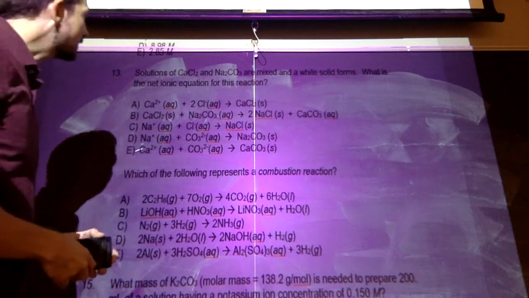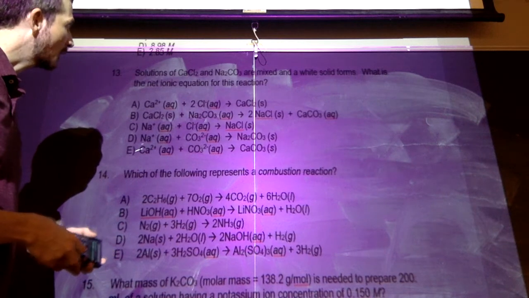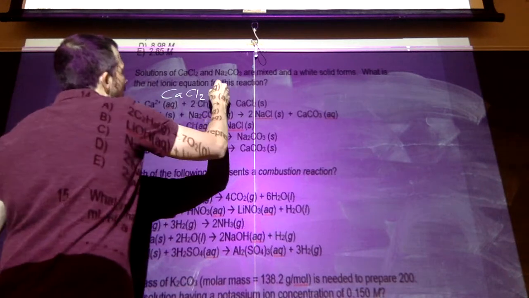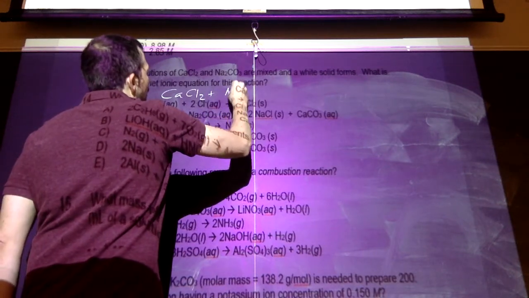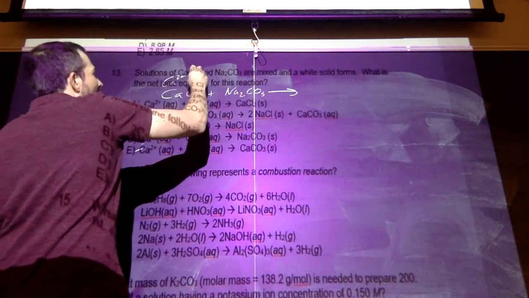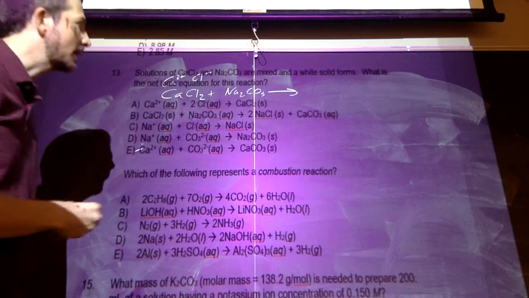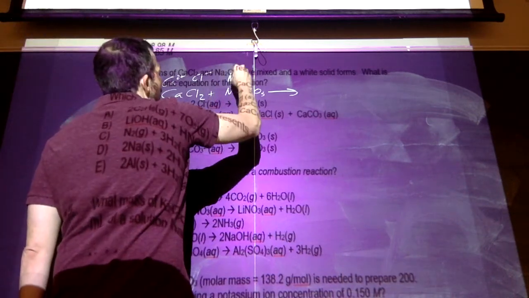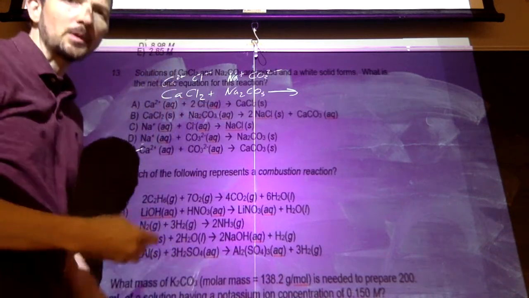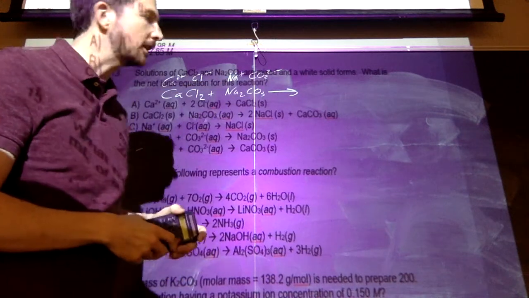Next, solutions of calcium chloride and sodium carbonate are mixed and a white solid forms. What's the net ionic equation for this reaction? So calcium chloride plus sodium carbonate. I'm going to look at the ions here. I know calcium forms 2 plus ions, chlorine minus ions. Sodium plus 1. Carbonate is a 2 minus. If you didn't remember that, sodium's a plus 1, so it has to be a 2 minus to balance it out.